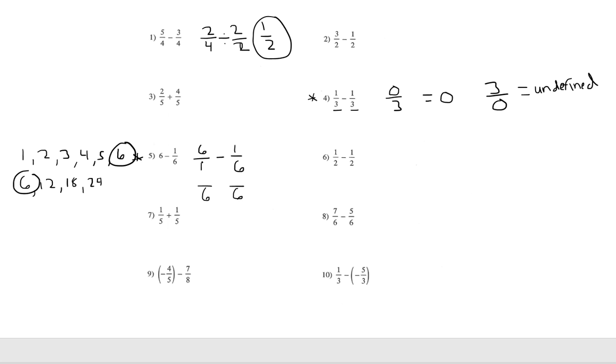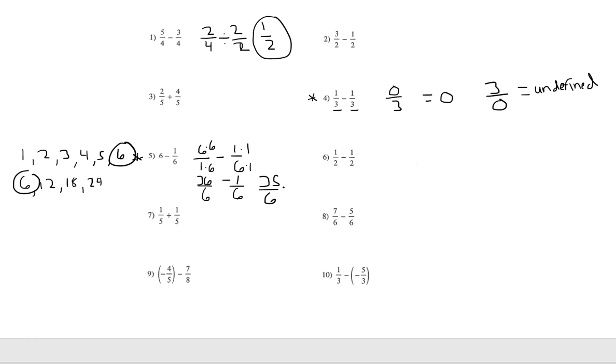Okay, now to get from 1 to 6, we had to multiply by 6, which means that we also have to multiply the top by 6. So this becomes 36/6. To get from 6 to 6, we just had to multiply by 1. So when we multiply the top by 1, 1 times 1 is 1. 36/6 minus 1/6 is 35/6. And I would like you to simplify the improper fractions.